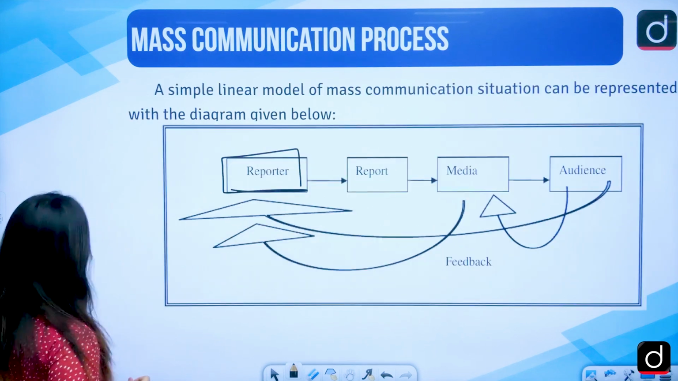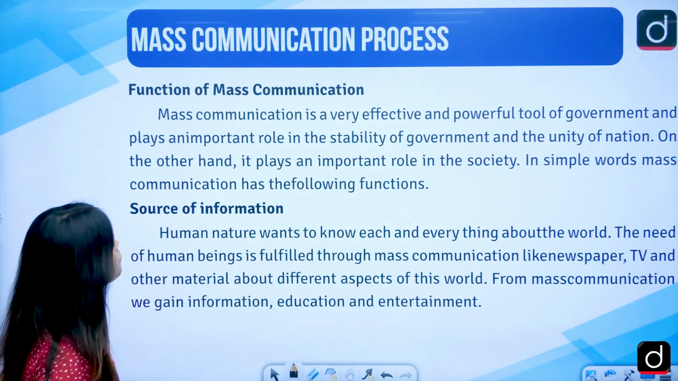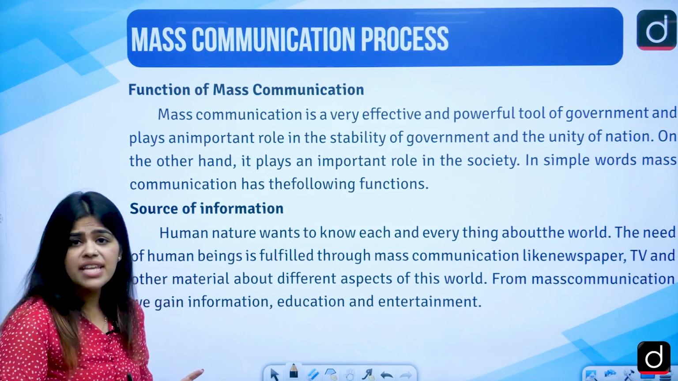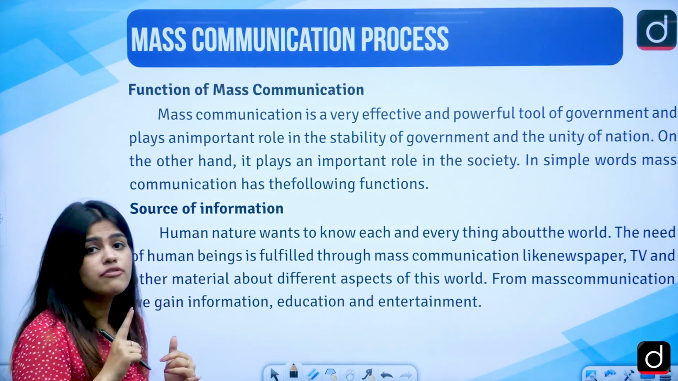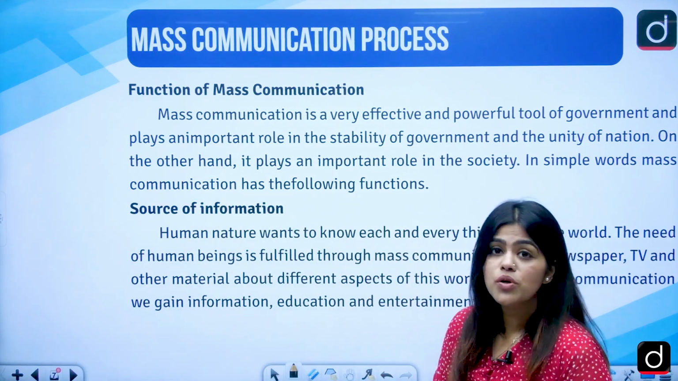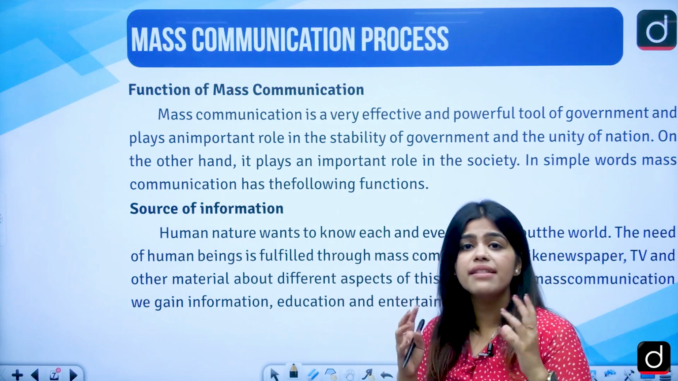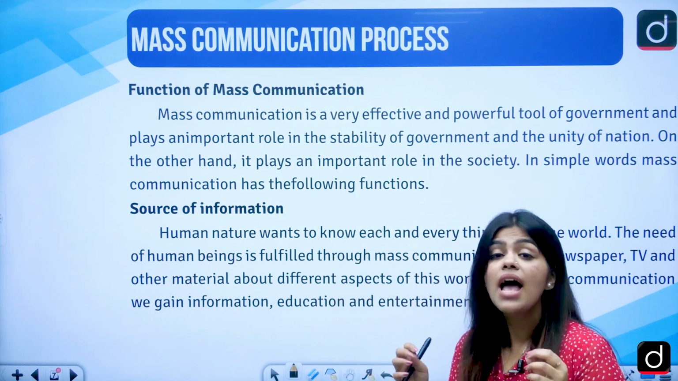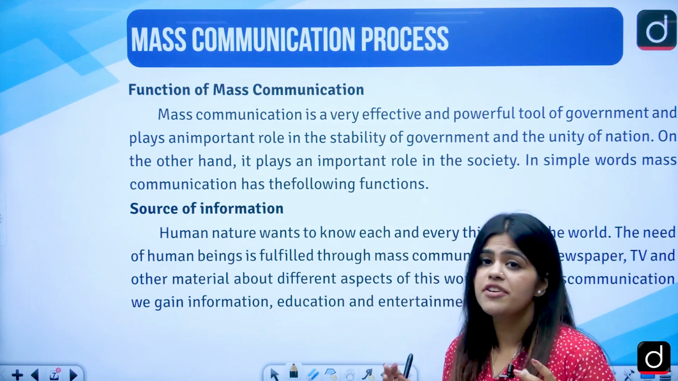Then let us discuss some functions of mass communication. Mass communication is very effective and it is a very powerful tool. In our country, mass communication has played a very important role because it is bringing together different groups of people and it is bringing together the different cultures.